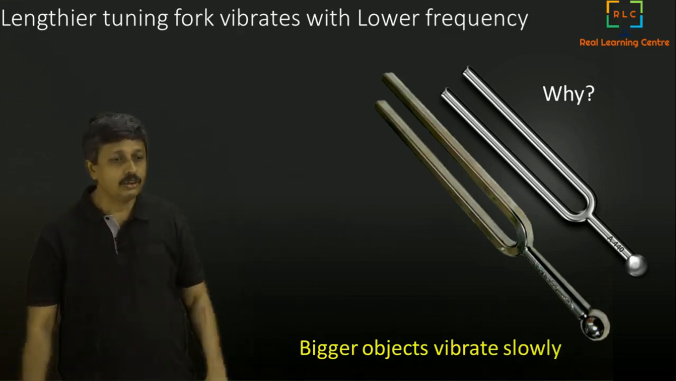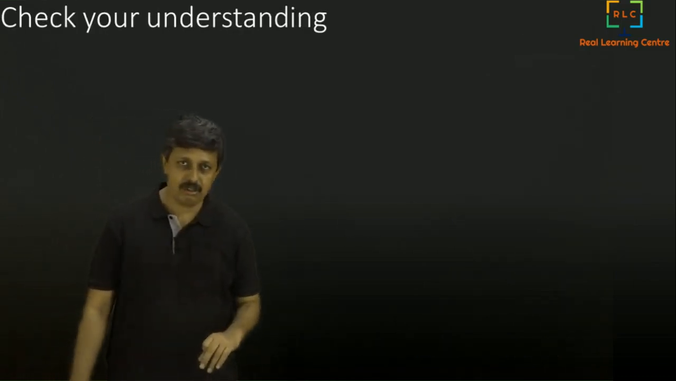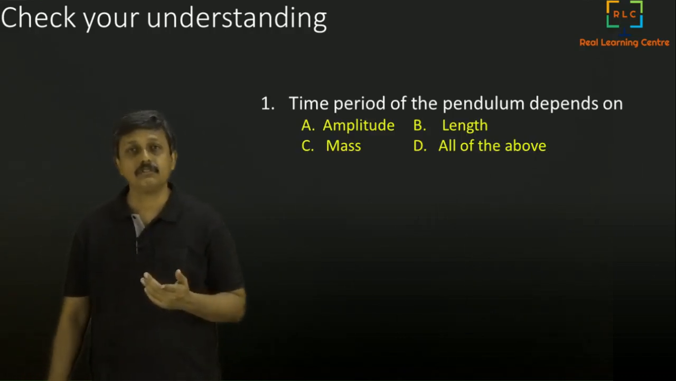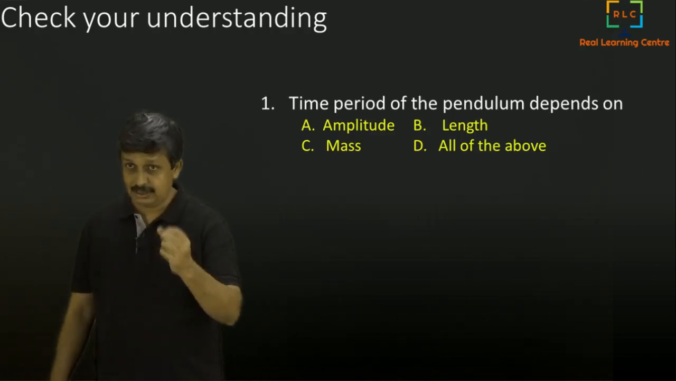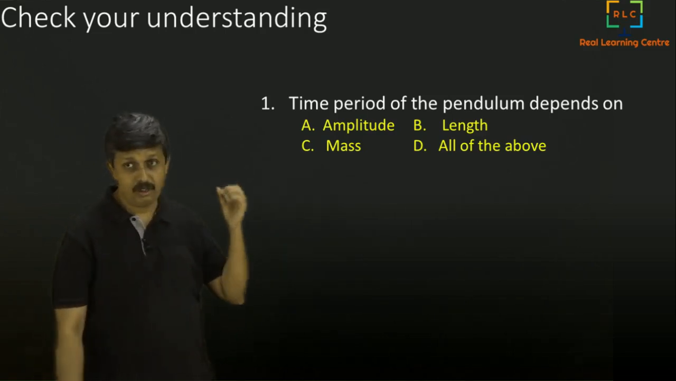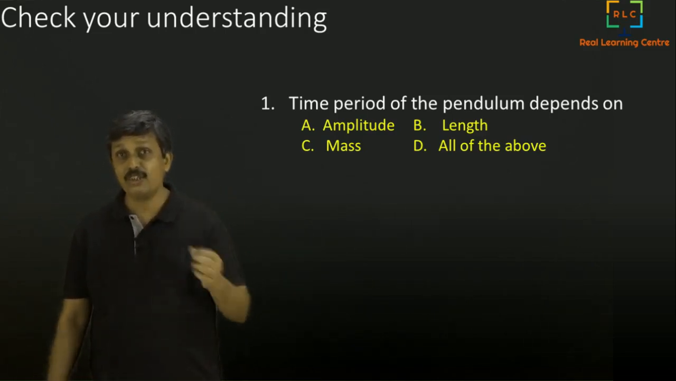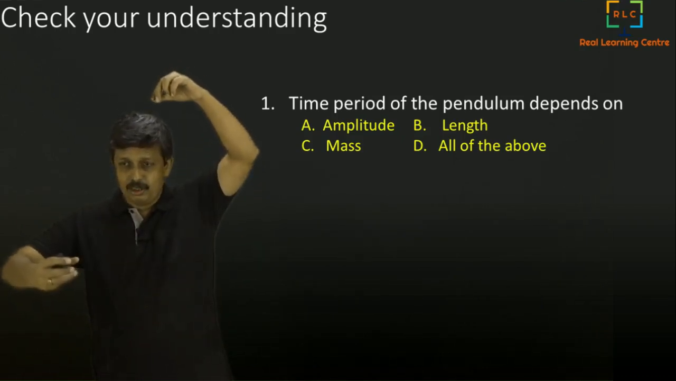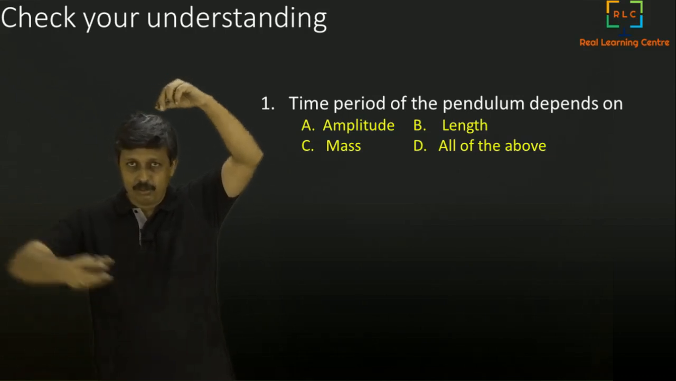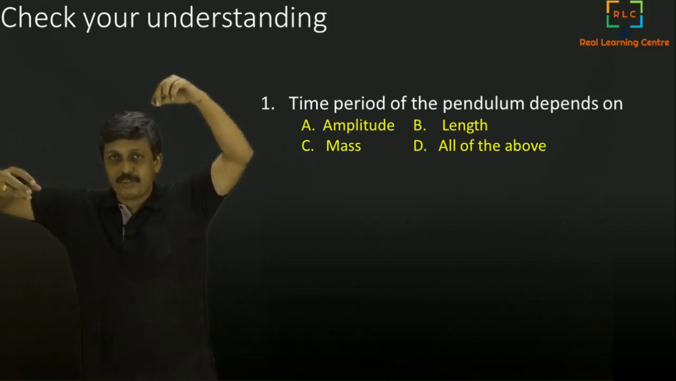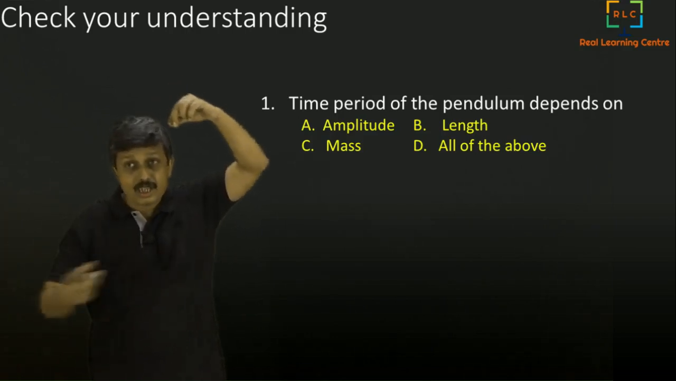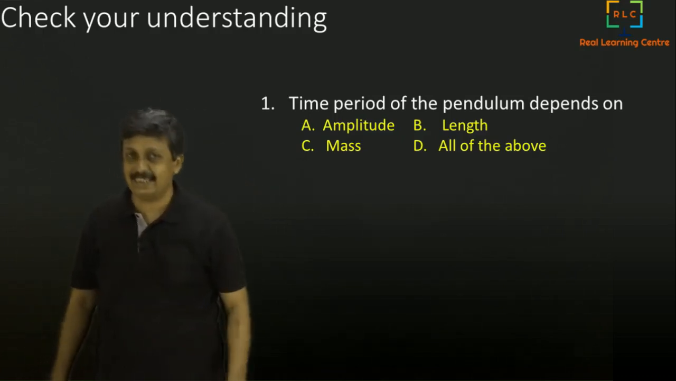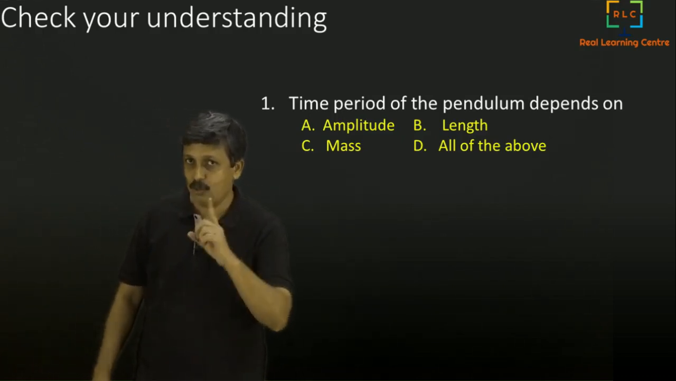So let's check our understanding of the things that we have learned. The first question is, time period of the pendulum depends on. I hope you can answer this. Is it depending on the amplitude, or the mass, or the length? You can do an experiment on it. In a pendulum, instead of pulling it only this much and leaving it, pull it this much and leave it. In which case will the time period increase or not? So we have increased the amplitude. You can check yourself and let me know what the answer is.